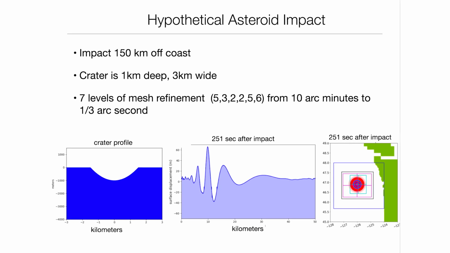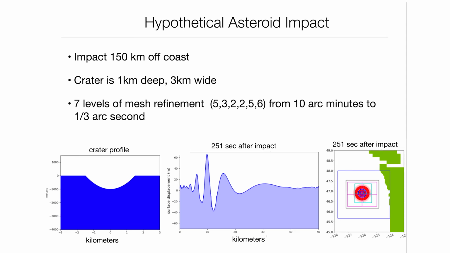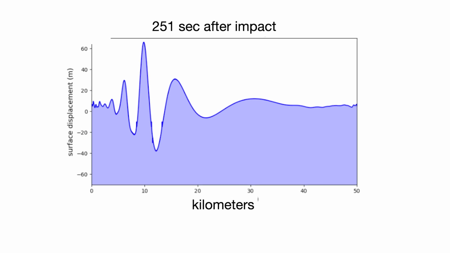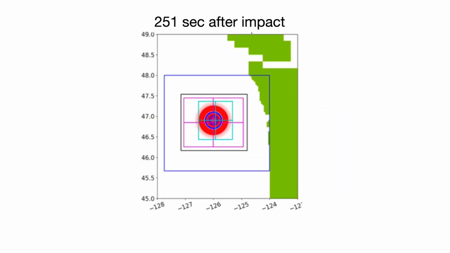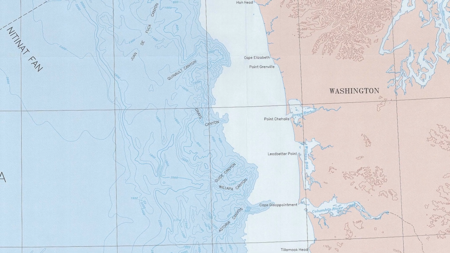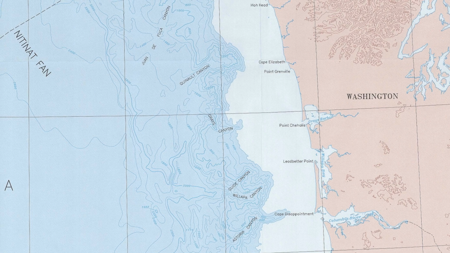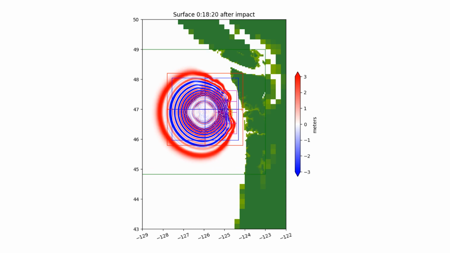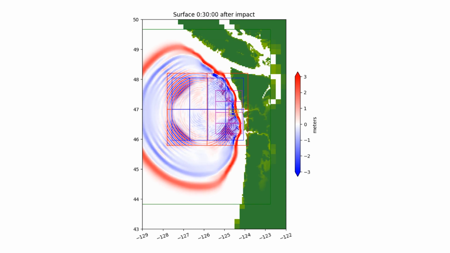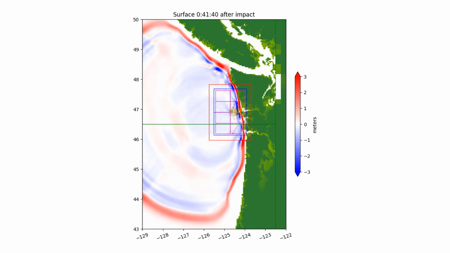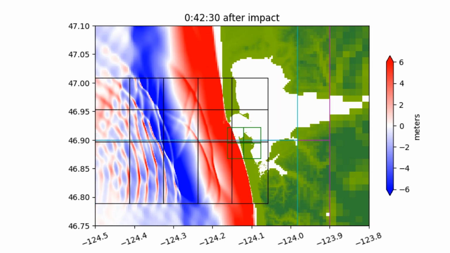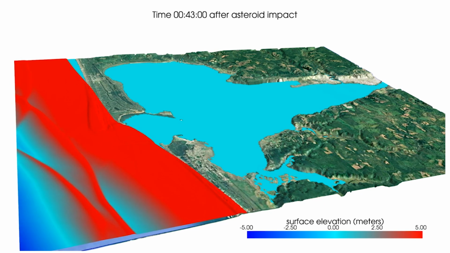This is a hypothetical asteroid impact calculation that we did, and here is the crater it would have made. Here are the initial conditions. We placed that 150 kilometers off the coast of Washington. We have a good idea of the shape of the ocean there, because that's very important in determining how big the waves will be. Here's the entire region. Here are the different meshes outlined in different colors. So it's coming in from offshore into Grays Harbor. We can see that the waves completely overtop the communities of Ocean Shores and Westport.